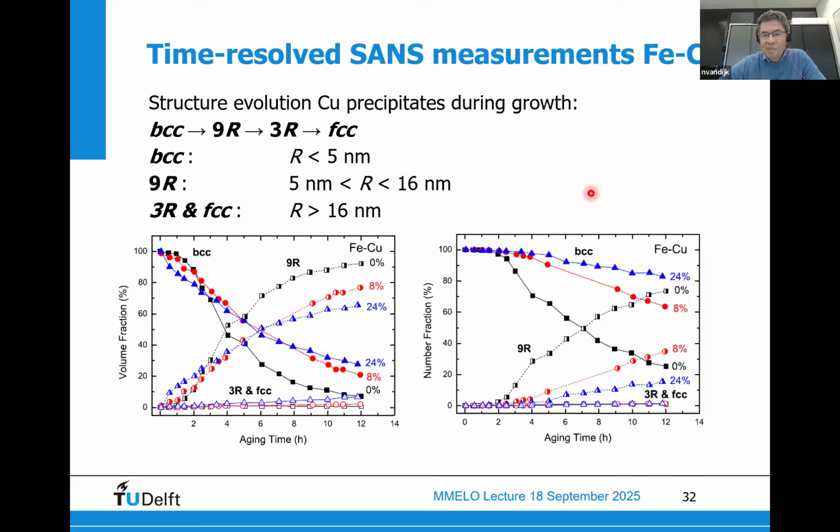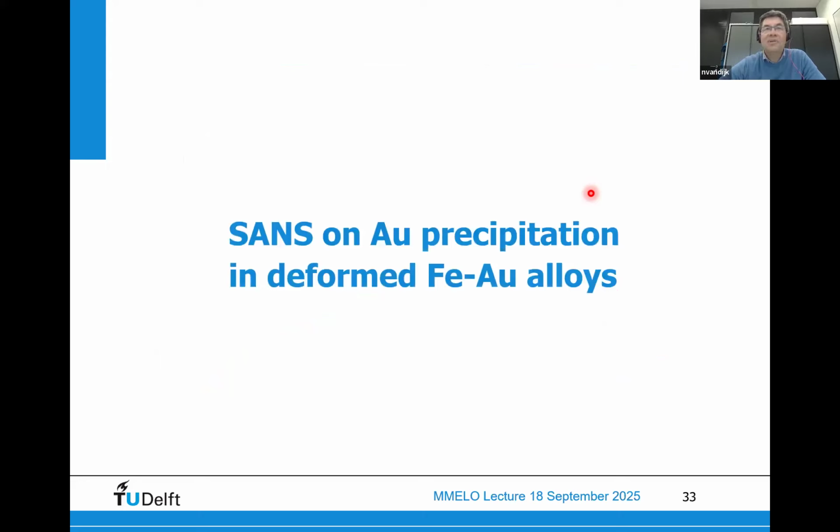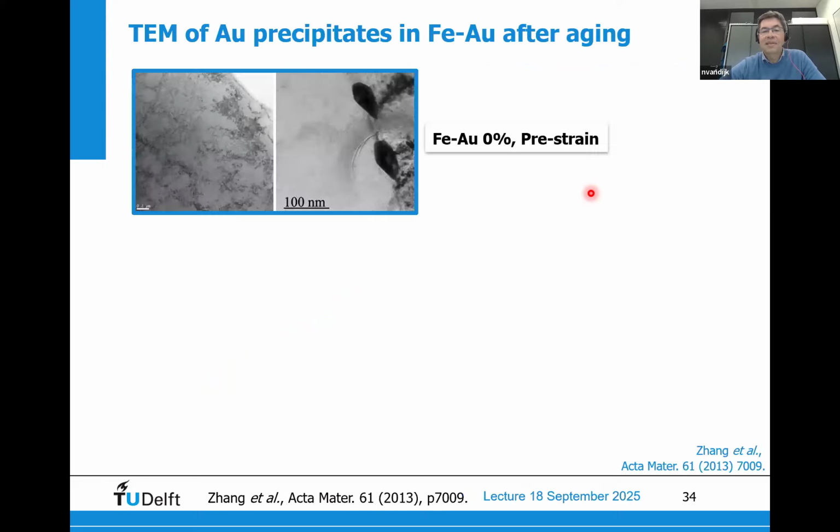Now, this is one example for iron copper. You can then also go to particles that are not spherical. So we have looked at gold and iron. So it also segregates in a way where the precipitates are nearly pure gold in iron matrix. And you can see that if you do the same type of experiments, in that case, because gold is so much bigger than iron, there's a big strain energy penalty.